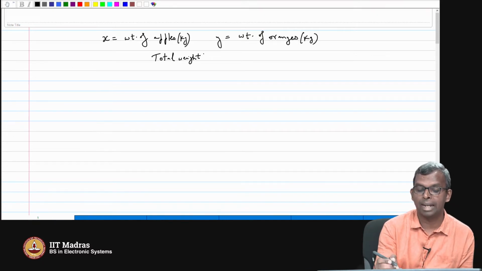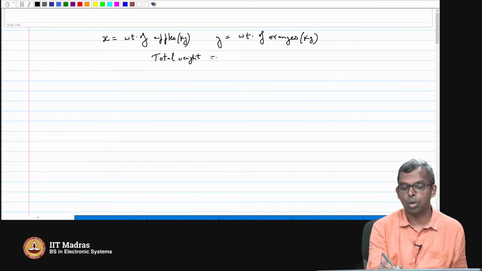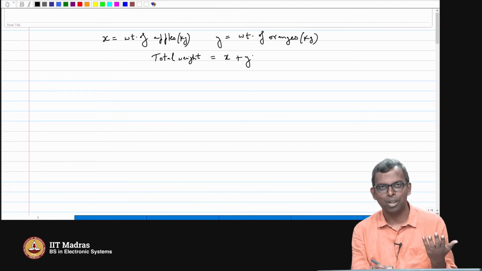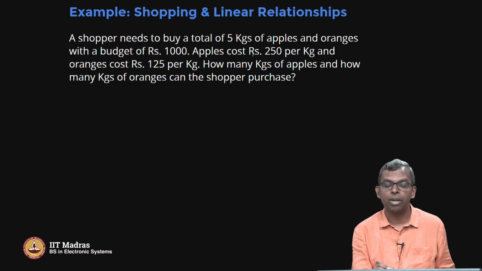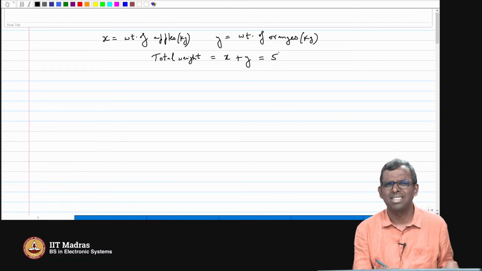If you bought x kilograms of apples and y kilograms of oranges, the total weight clearly is x plus y, isn't it? Just add. Okay, so this rule is easy enough. Now, what should the total weight be as per the problem? The total weight has to be 5 kgs. So this equals 5. Okay, so easy, isn't it? It's a very easy basic relationship.